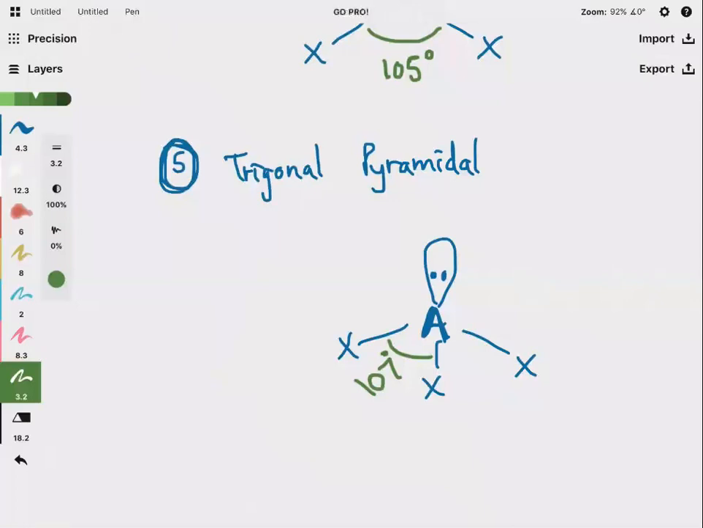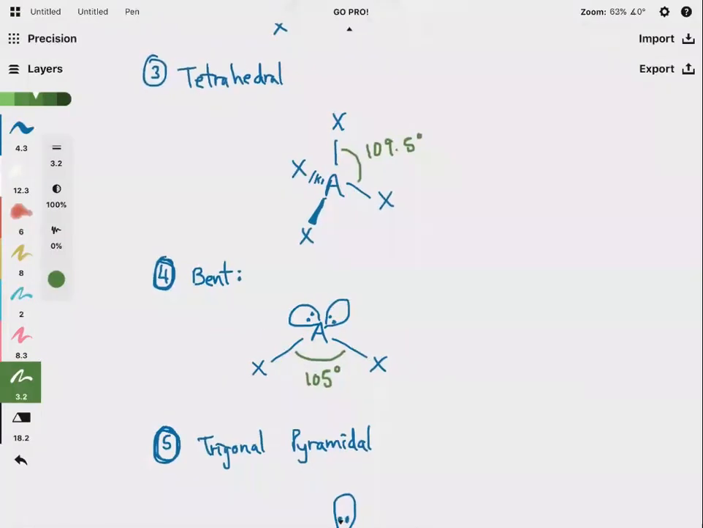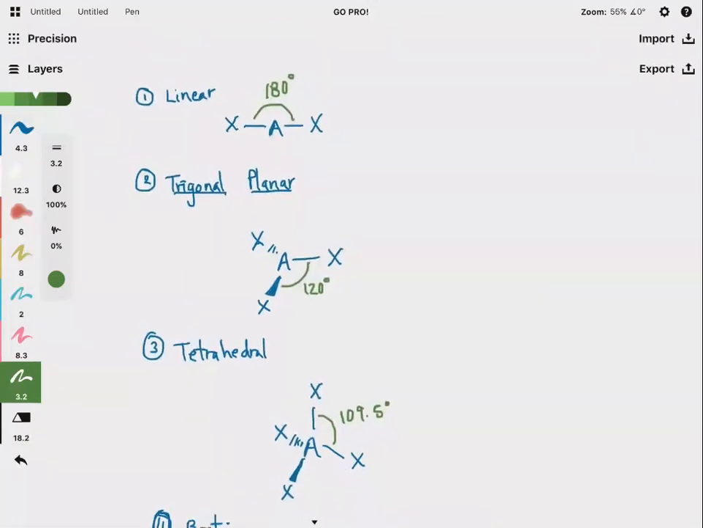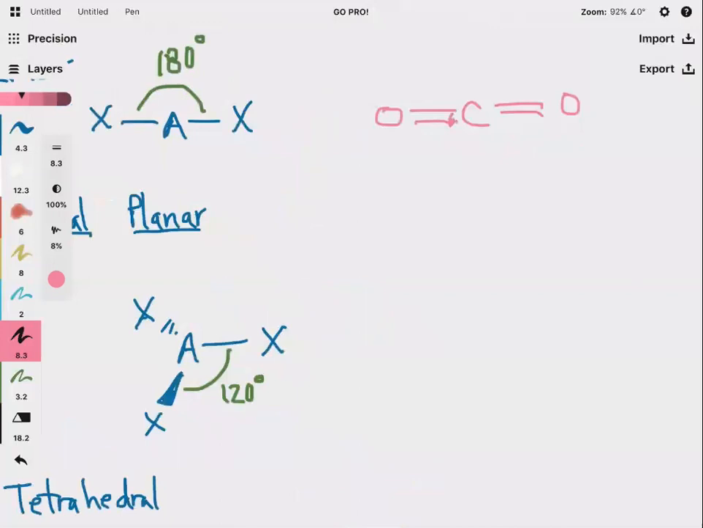So let's go ahead and give some examples. A linear molecule would be carbon dioxide. The central carbon does not have any lone pairs of electrons, right? Because all of its valence shell electrons are being used up in bonding. Here's one, here's another, a second, third, and fourth. So it's going to be linear.